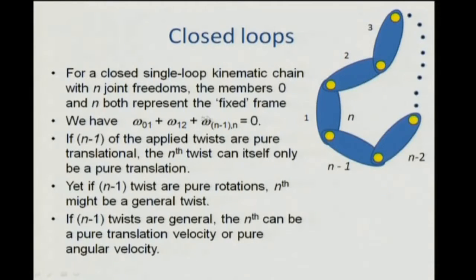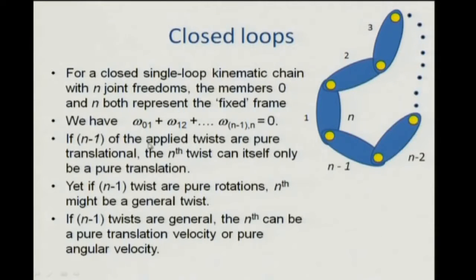So members 0 and n both represent the fixed frame. So we must have omega 0,1 plus omega 1,2 plus and so on, and this has to be equal to 0. That is because I go around in succession and finally come around. So the sum of the net angular velocity must be equal to 0.